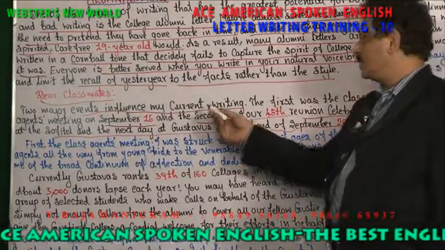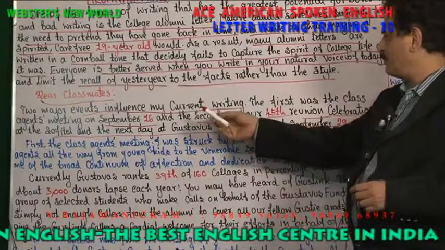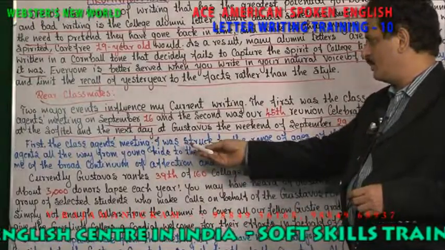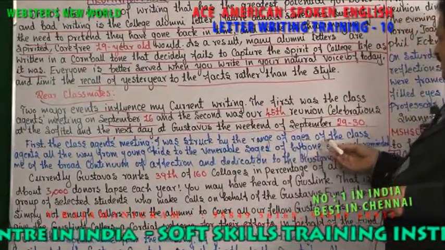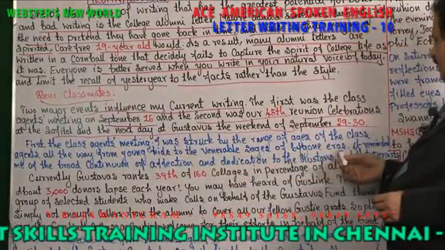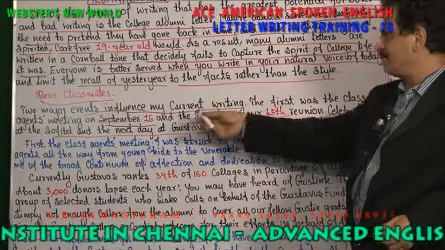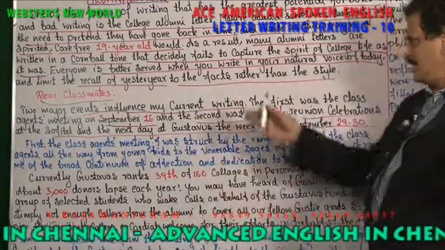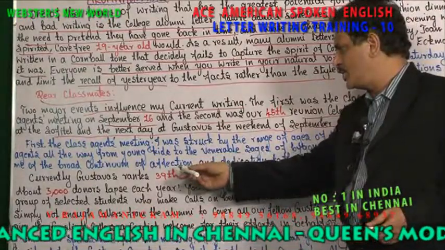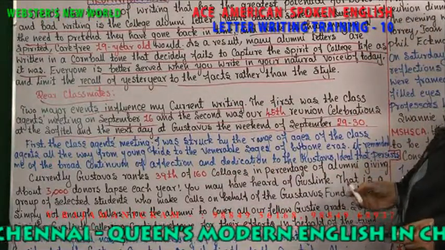So two events have influenced. One is on September 16th and next is 29th and 30th. First, the class agents meeting. I was struck by the range of ages of the class agents, all the way from young kids to the venerable sages of bygone eras. So everybody came. When? For the first meeting, September 16th. From small to big, everybody has come. It reminded me of the broad continuum of affection and dedication to the Gustavus ideal that persists.